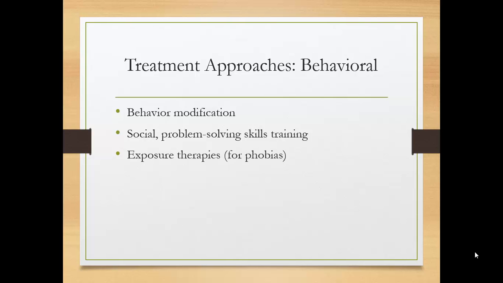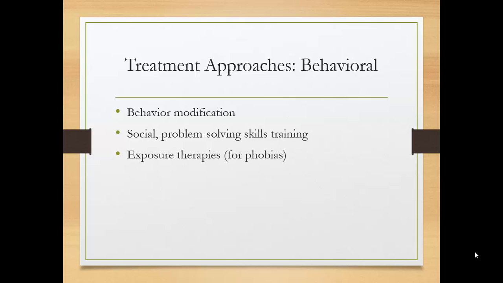Some other behavioral approaches would be social and problem-solving skills training. Teaching children how to interact with other people. That's teaching social skills. Teaching children what to do when there's a problem with other children, when there's a problem in relationships. These are sort of behavioral approaches too. We're often trying to get them to act a different way and then reinforcing them when they do that.